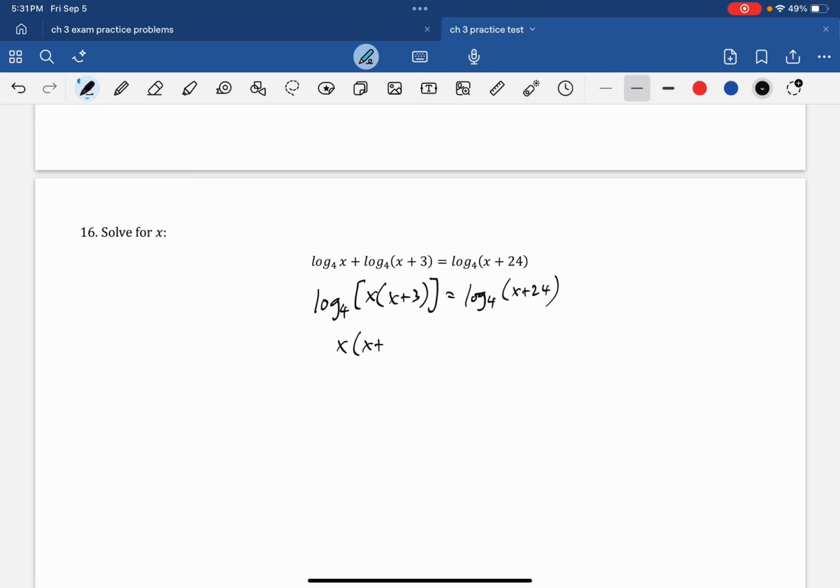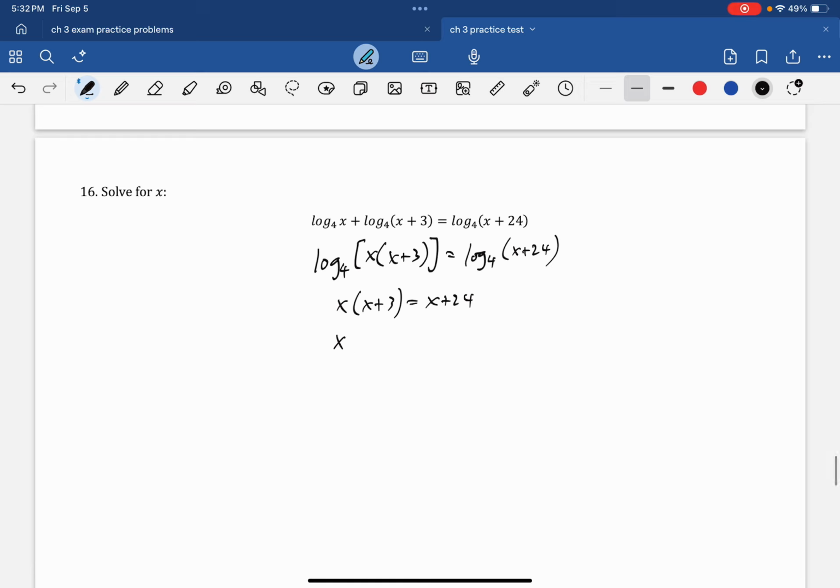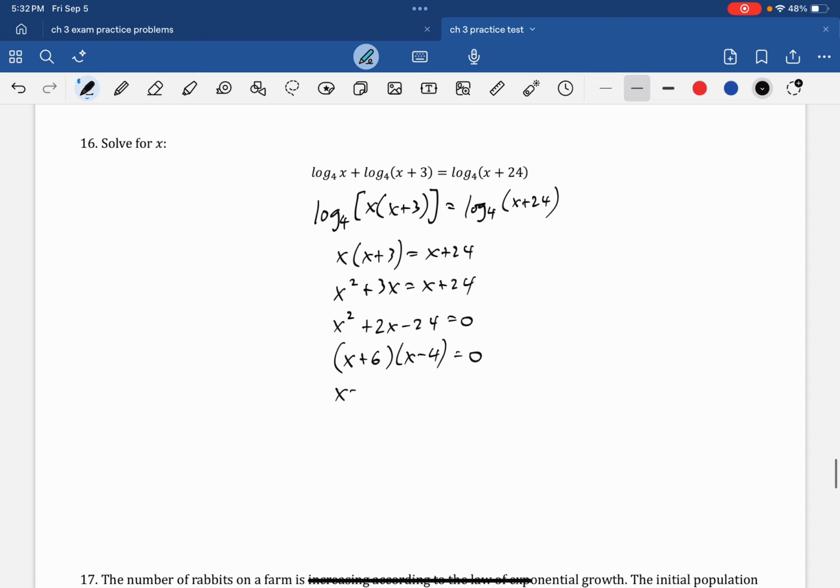I'm left with x times x plus 3 equals x plus 24, which means that x squared plus 3x equals x plus 24. I can simplify this into a quadratic. x squared plus 2x minus 24 equals 0, which factors as x plus 6 times x minus 4 equals 0, which means that x equals -6 or +4.